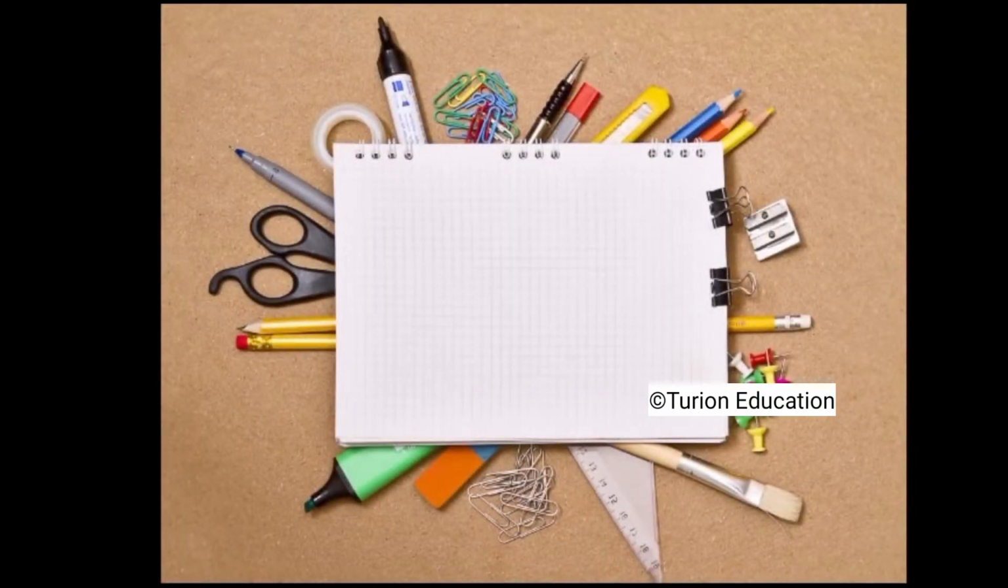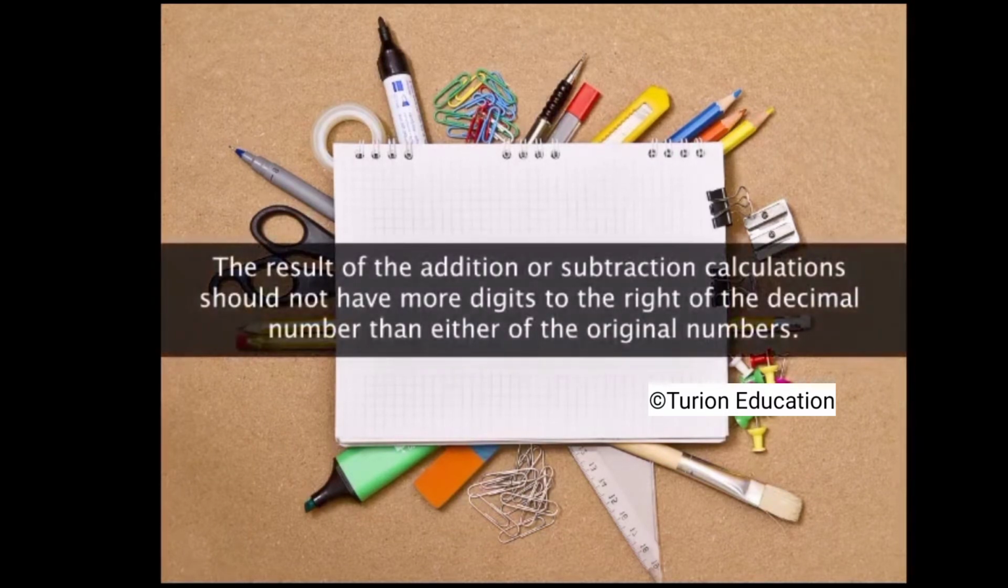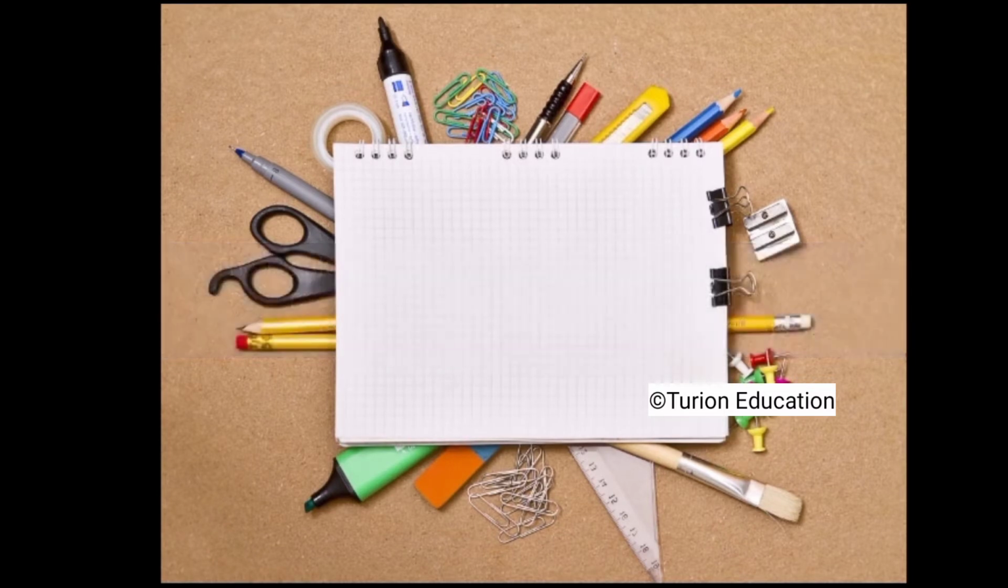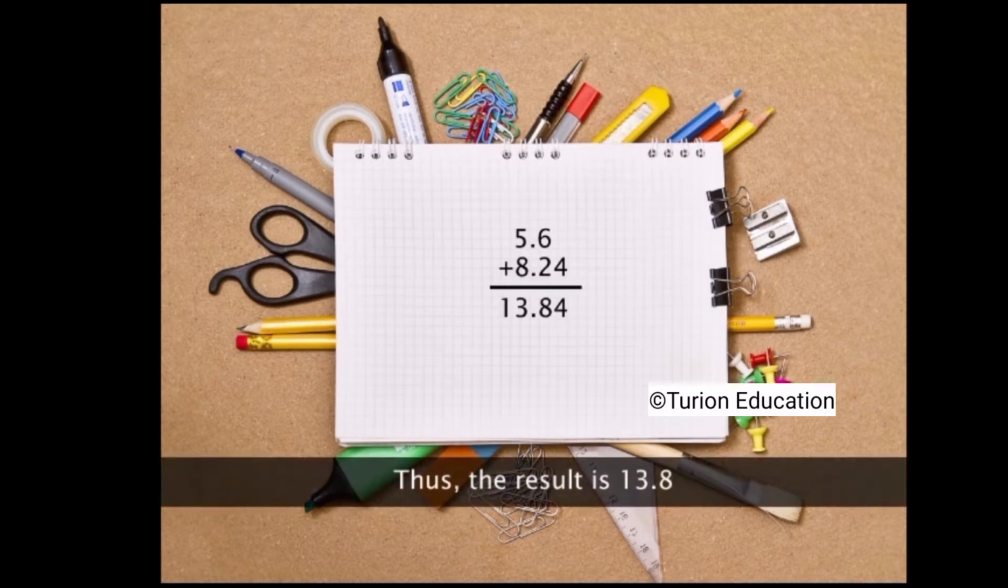Addition and subtraction are carried out as a normal procedure, but the presentation of results is different. The digits after the decimal point in the result should not be greater than in either of the original numbers. On adding the numbers 5.6 and 8.24, we get the result of 13.84. So, the result should be reported as 13.8 because 5.6 has 1 digit after the decimal point.